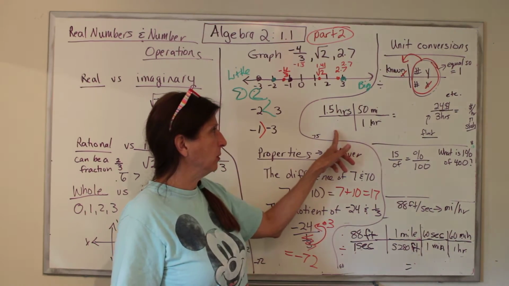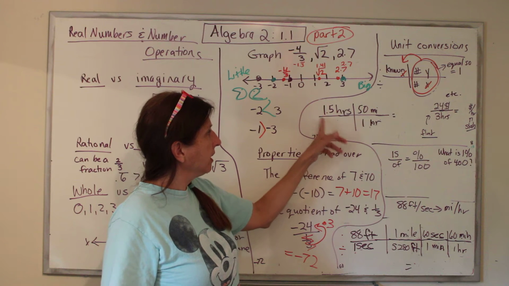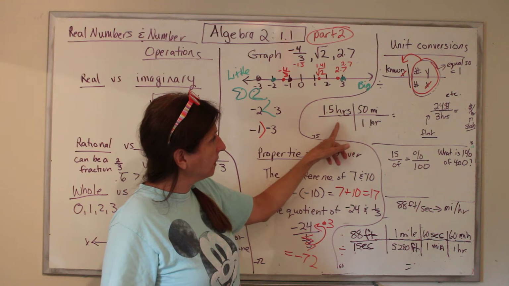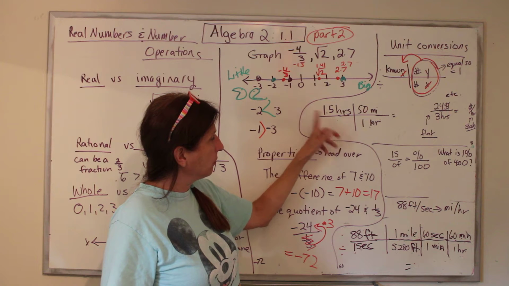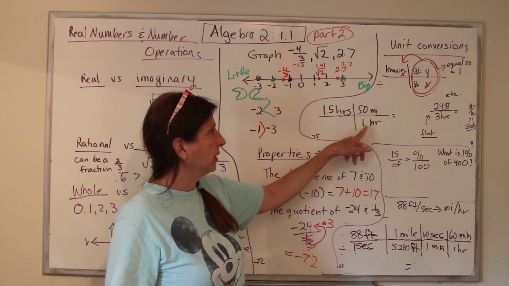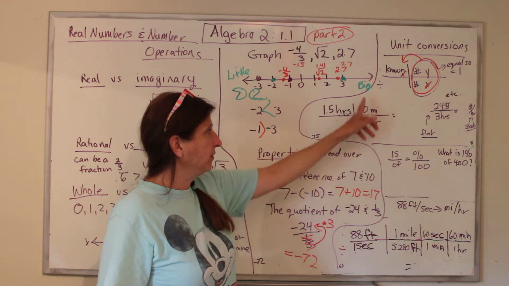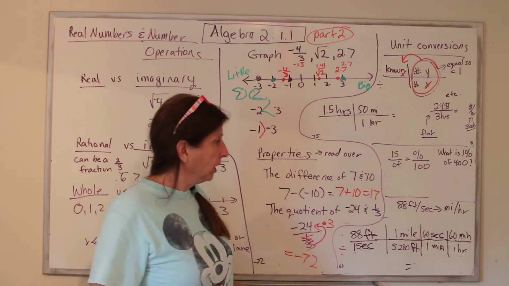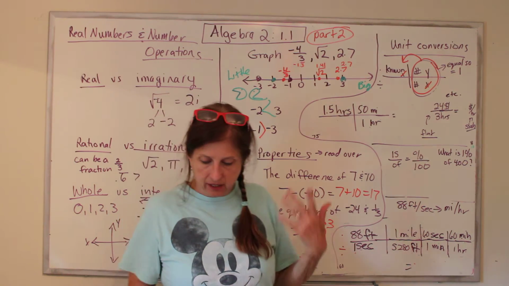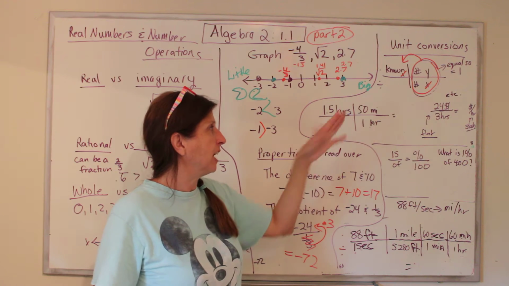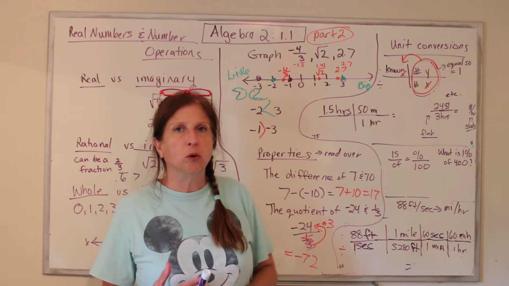So here's an example. We are given that we have 1.5 hours, and we know that we are going at a rate of 50 miles per hour. So 50 miles in 1 hour is the same thing, and we want to change it and see how many miles we have gone in 1.5 hours.